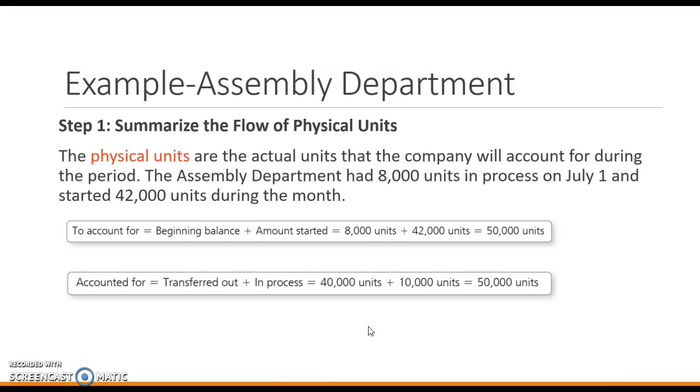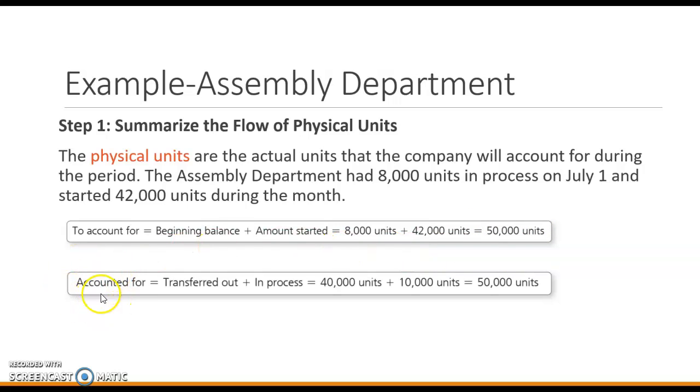So here is step one of our production report. Okay, and step one, remember, was summarize the flow of the physical units. So the units that we need to account for is the beginning balance, the 8,000 units that were already in the assembly department, plus the 42,000 units that we started from scratch. So 8,000 plus the 42,000 we need to account for. If we're the manager of assembly, we need to account for these 50,000 units.